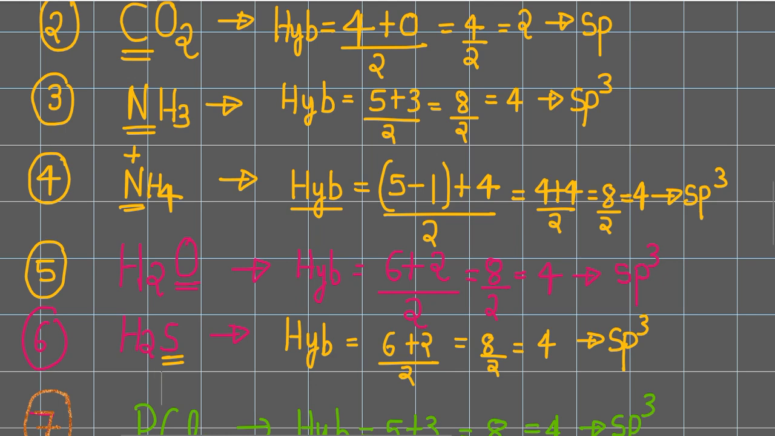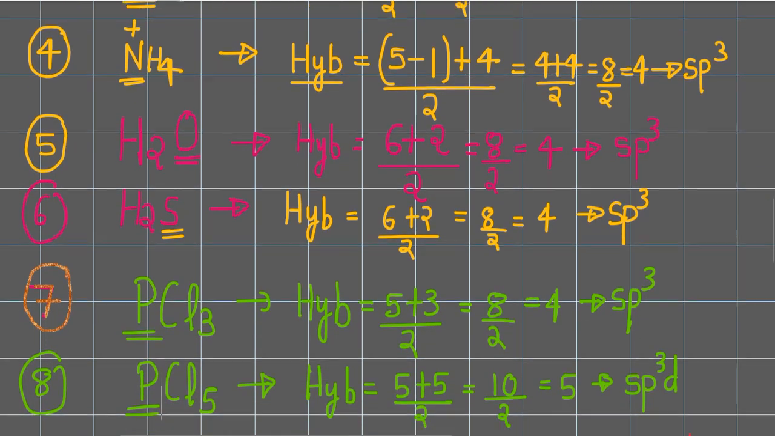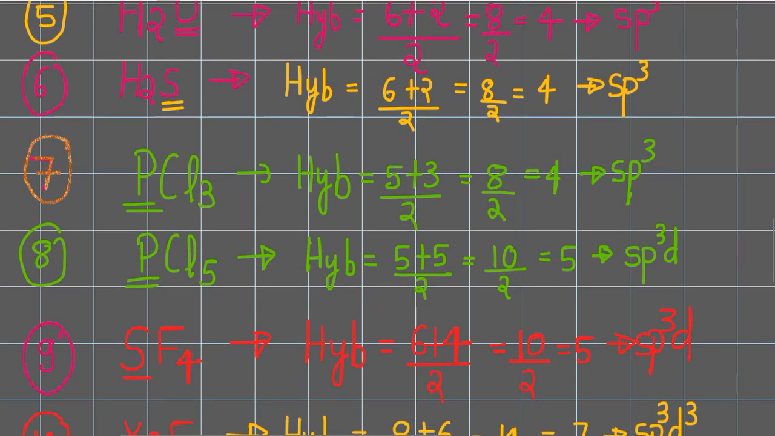H2S, hybridization of sulfur. Sulfur is a central atom in this case. Hybridization is equal to 6 plus 2 by 2, 8 by 2 is equal to 4. Then sp3 hybridization. PCl3, phosphorus. Phosphorus belongs to group 15, so valence electrons 15 minus 10, 5. 5 plus monovalent atoms. Chlorine belongs to group 17, so it is a monovalent species. 5 plus 3, 8. 8 by 2, 4, is sp3 hybridization.